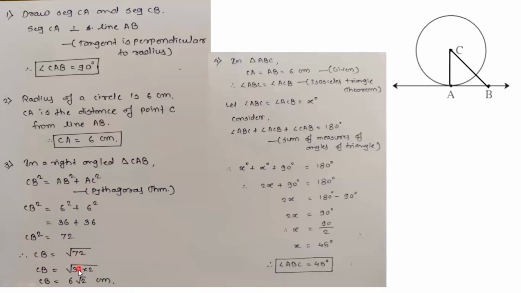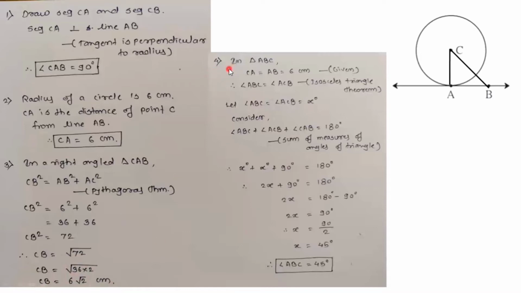Now we can split 72 as 36 into 2. That's why as 36 is a perfect square, if we take it outside the square root sign, its square root should be taken, that is 6 into root 2. So the length of CB is 6 root 2.